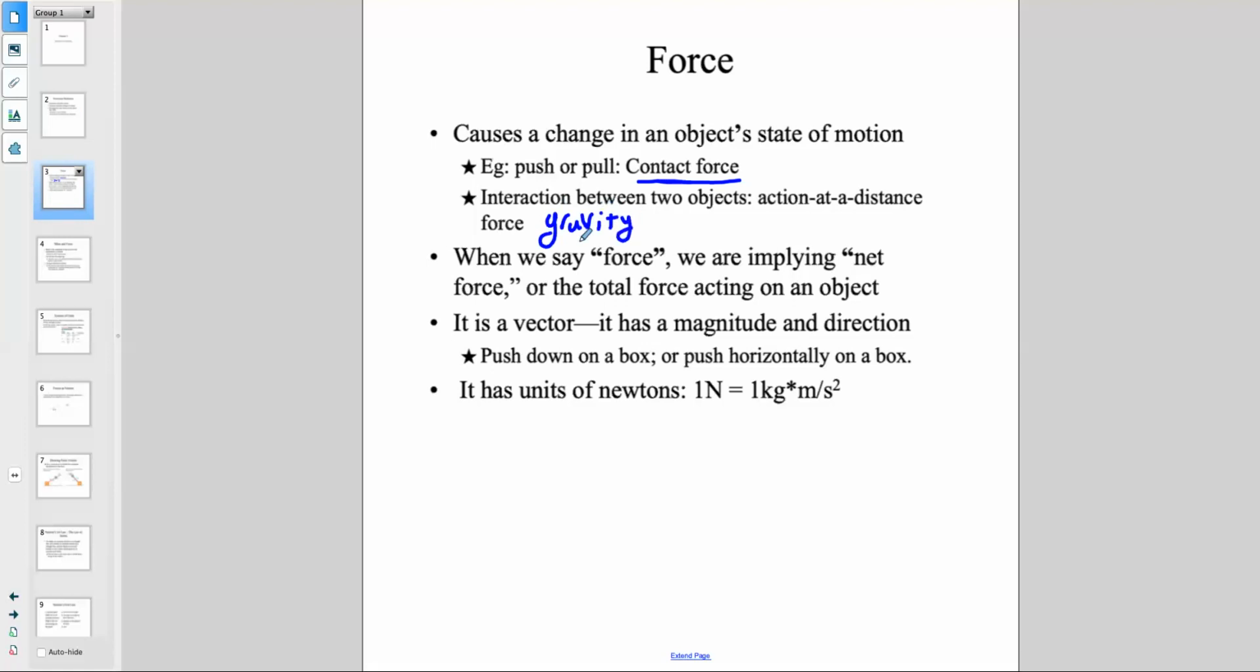When we say force, we're implying a net force, or a total force acting on an object. It is a vector. It is very important to remember that. Force is a vector, okay? It has a magnitude and direction. For example, push down on a box or push horizontally on a box. It has units of newtons, and 1 Newton is 1 kilogram times meters per second squared. So that's also something to remember and have in mind.